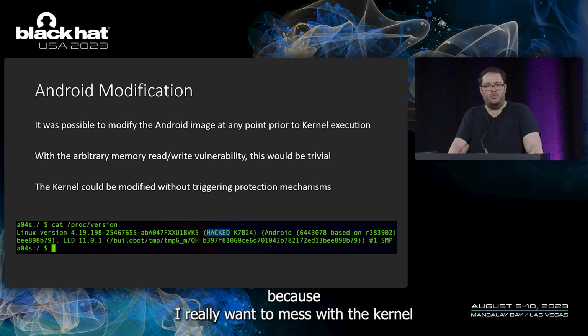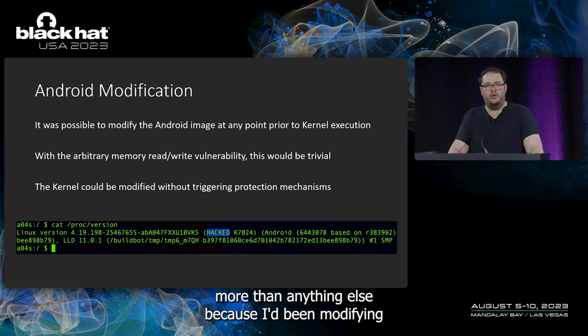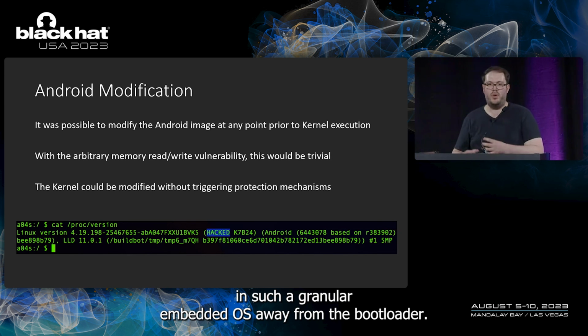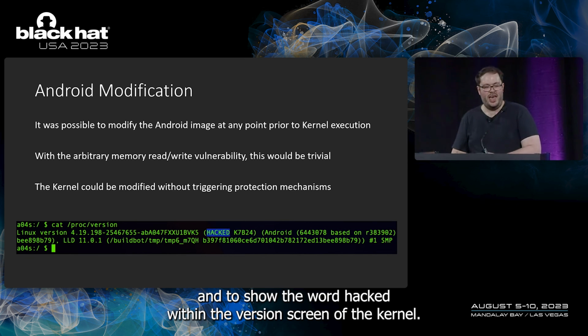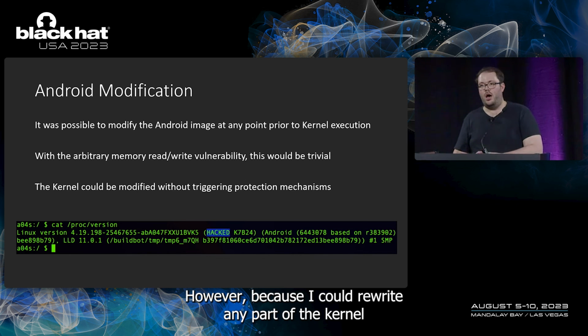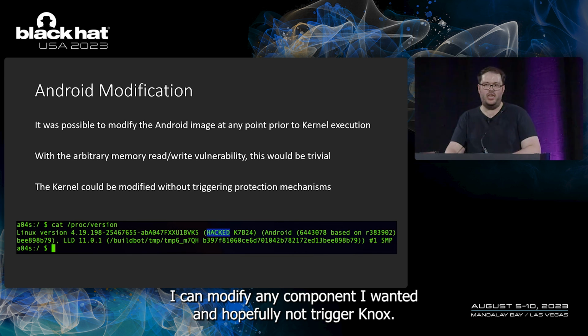Because I really want to mess with the kernel more than anything else, because I'd been modifying it in such a granular embedded OS way from the bootloader, I decided to keep it very simple for my demonstration today and just show the word hacked within the version string of the kernel. However, because I could rewrite any part of the kernel, and as long as I was careful, I could modify any component I wanted and hopefully not trigger Knox.